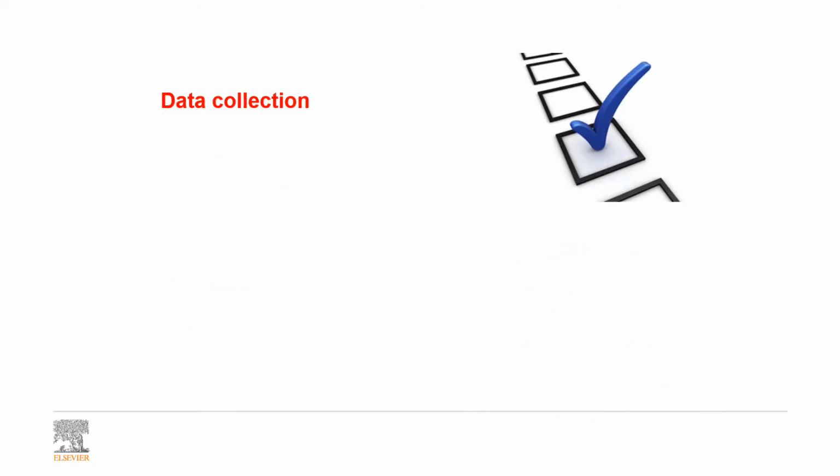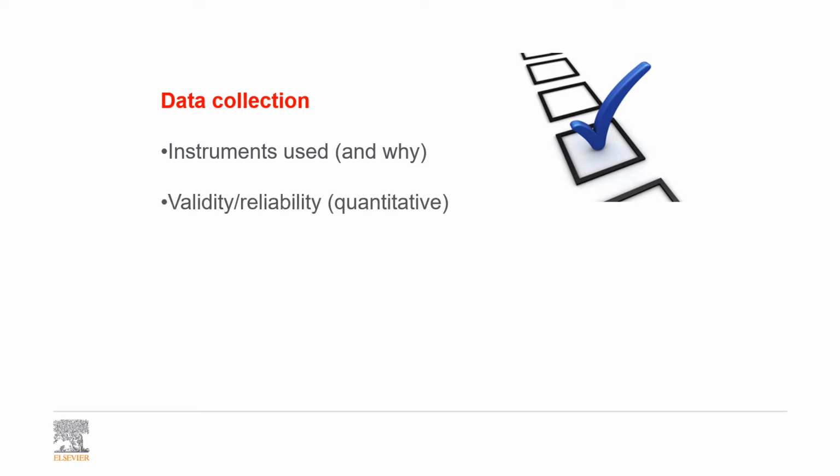In terms of data collection, if it's quantitative, which instruments did you use? Why did you use them, or did you develop one of your own? State something about the validity and the reliability in quantitative research. Is it already established or did you check it? For qualitative research, what were your criteria for ensuring rigor? That's very important. Confirmability and so forth. Do make some statement about that.